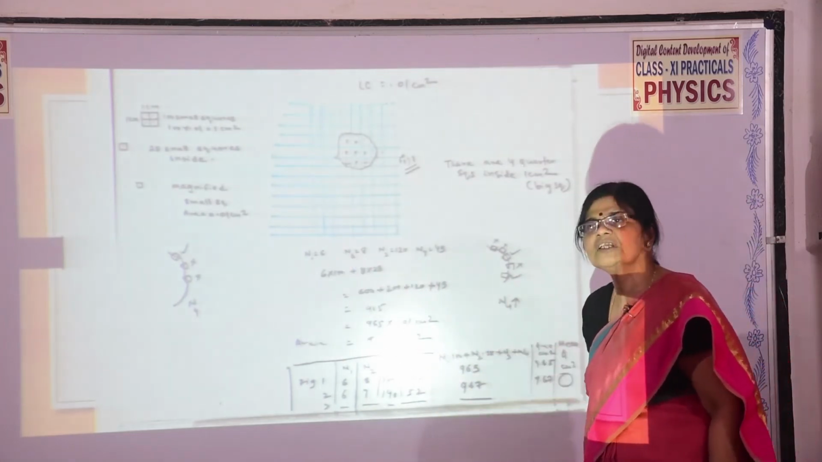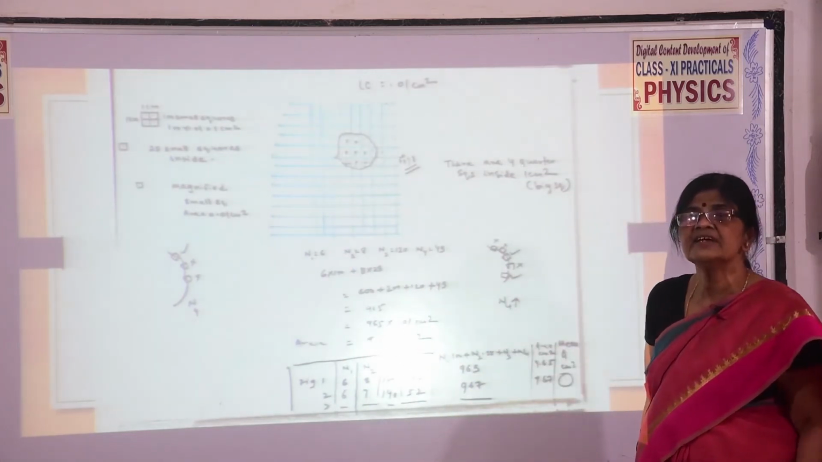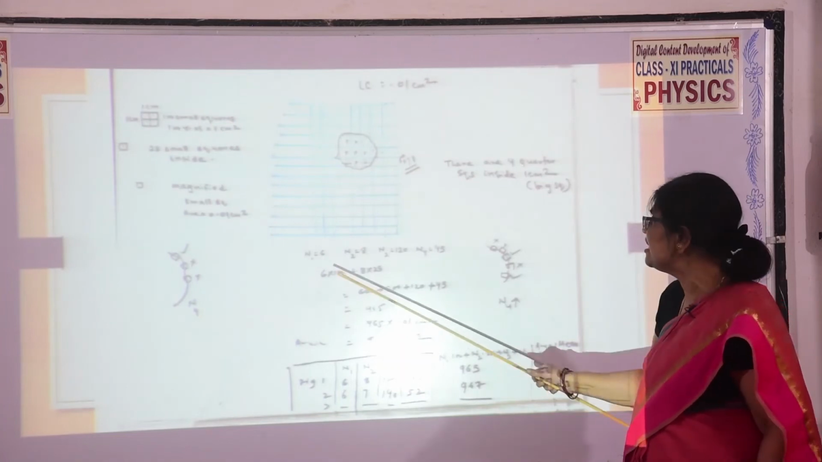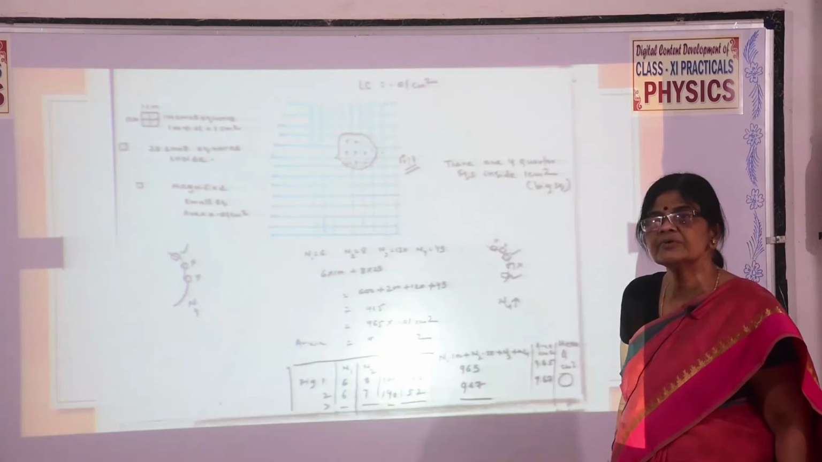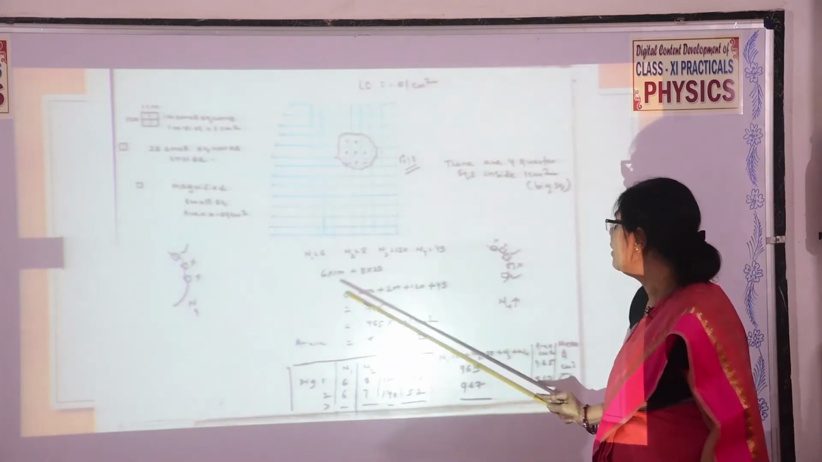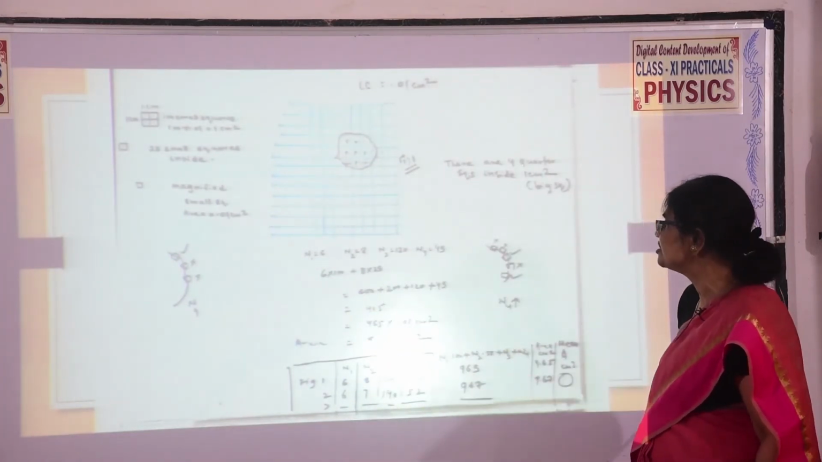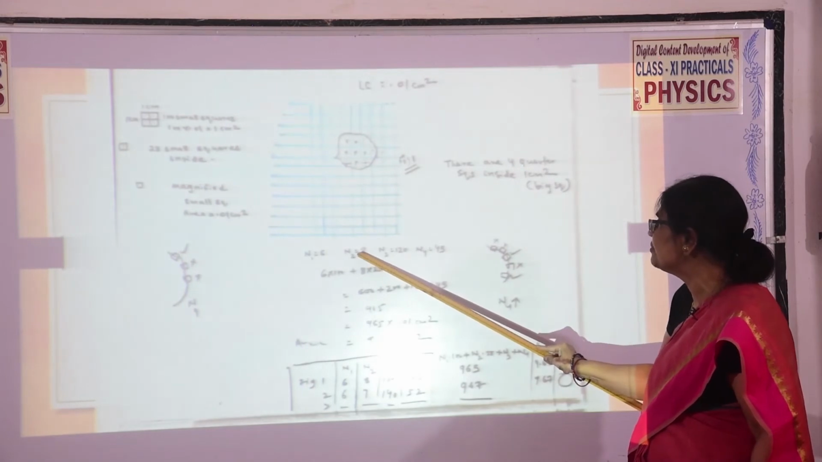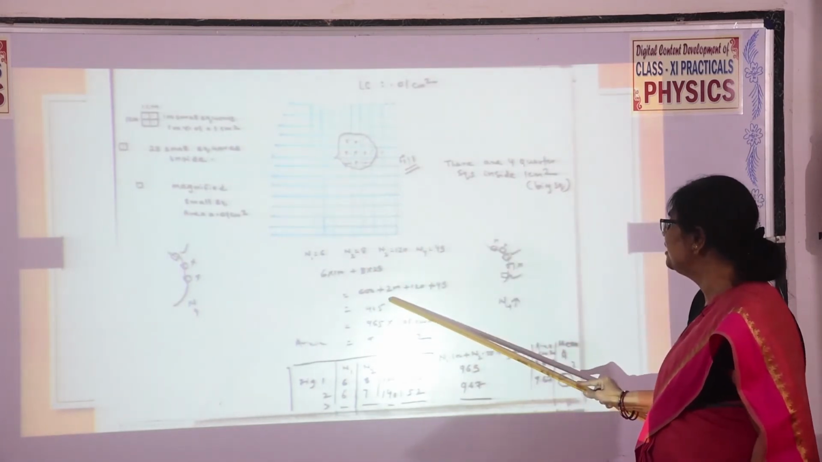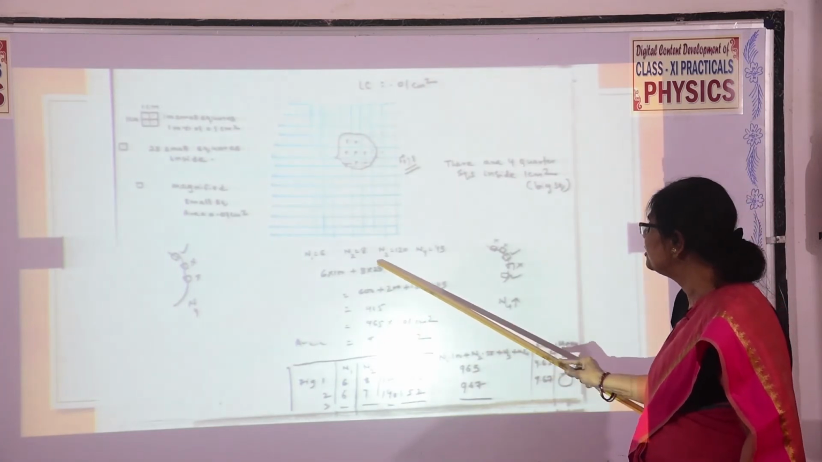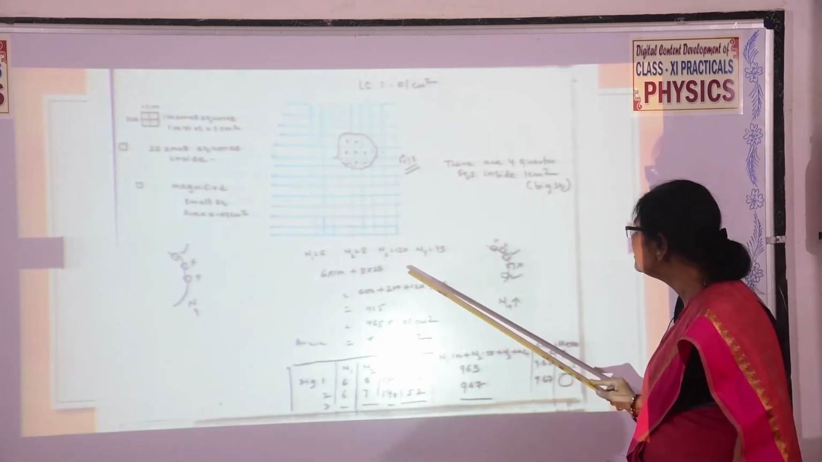Now N1 is 6, how many squares are there? 600. Because in each of these big squares, how many squares are there? Hundreds of small squares. So 6 into 100, so you will have 600 squares. Now N2 is a quarter square. How many squares are there in that? 25. So 8 into 25 will be 200. Now what is N3?